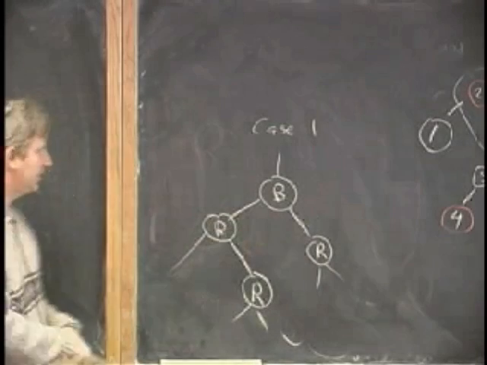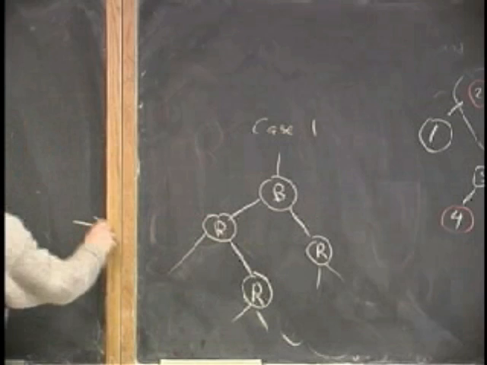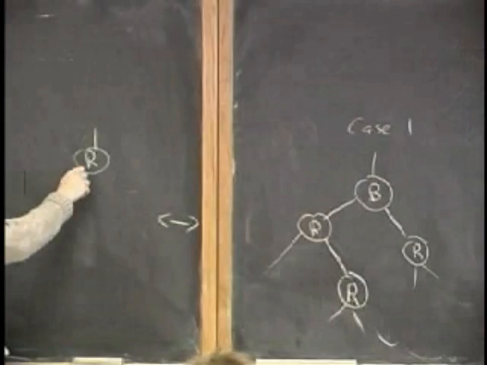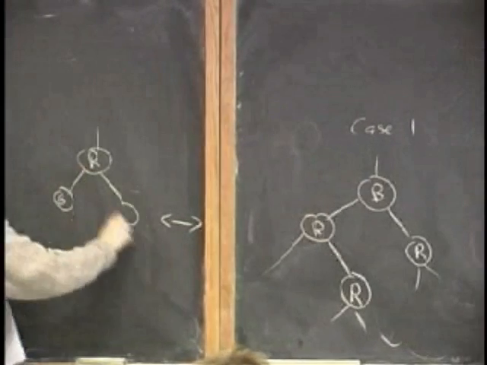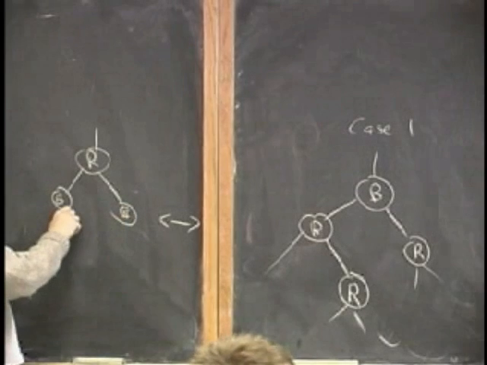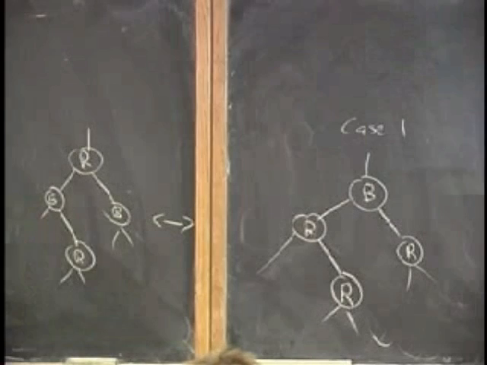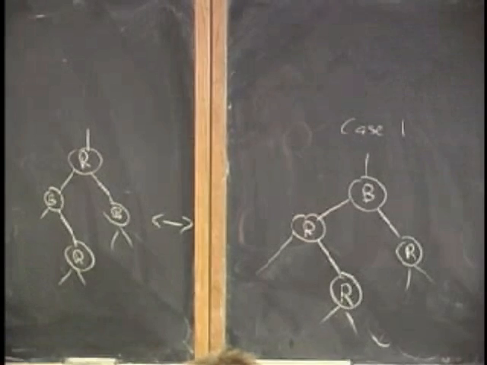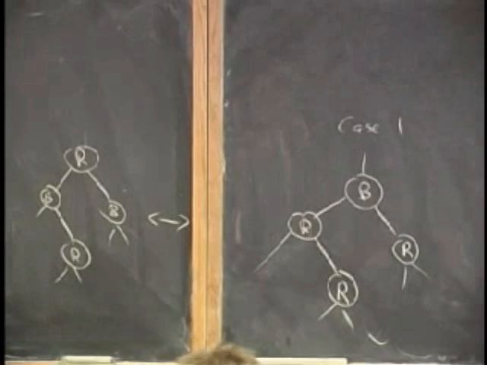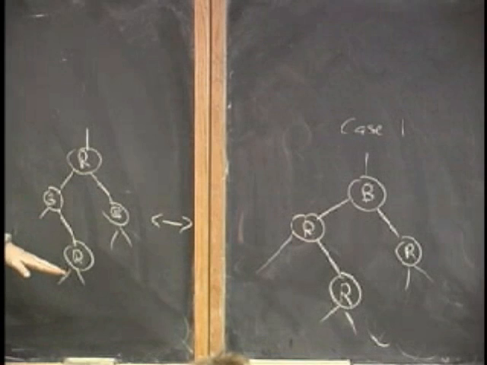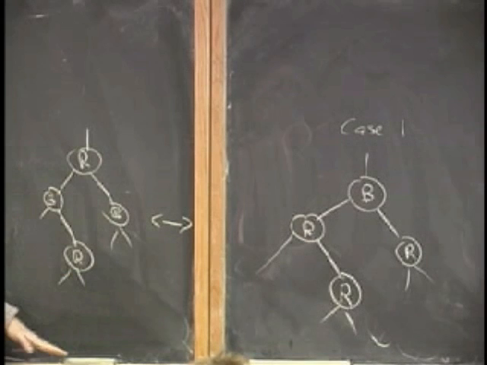You fix this. How do you fix it? This turns into a red. These two turn to blacks. And this one stays red. Okay? Convince yourself that this keeps everything below this point a red-black tree.